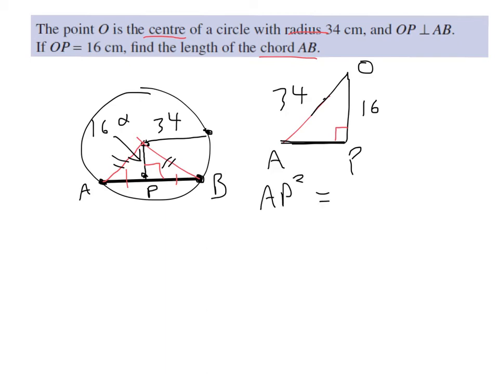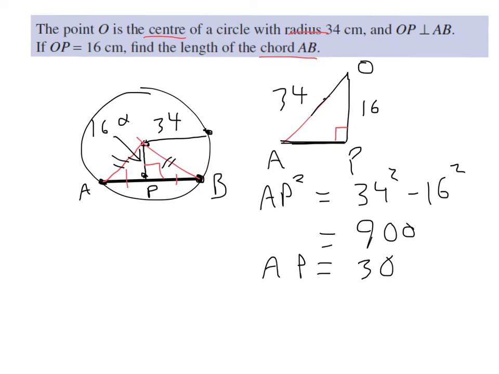Okie dokie. So we can find the length of AP pretty easily. AP squared is equal to 34 squared minus 16 squared. Please remember guys, the reason why I'm subtracting one square from the other square is because the hypotenuse is known. Now you need a calculator for this question, so 34 squared minus 16 squared gives you 900, which means that AP is equal to the square root of 900, which is 30.